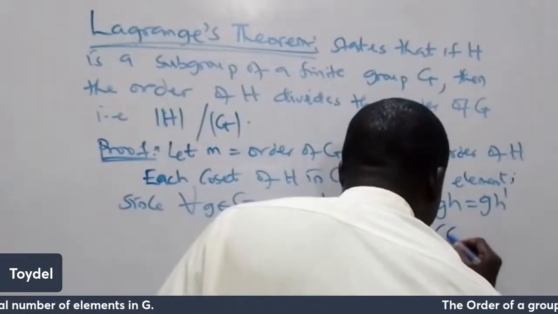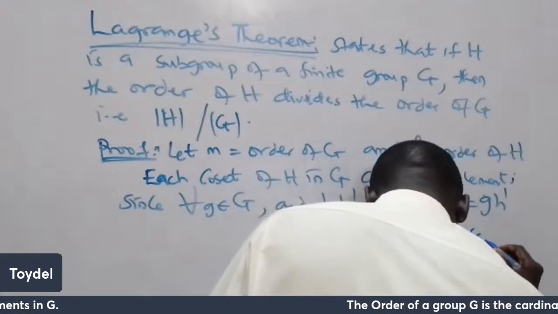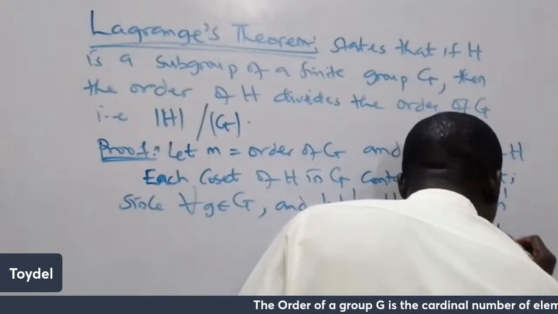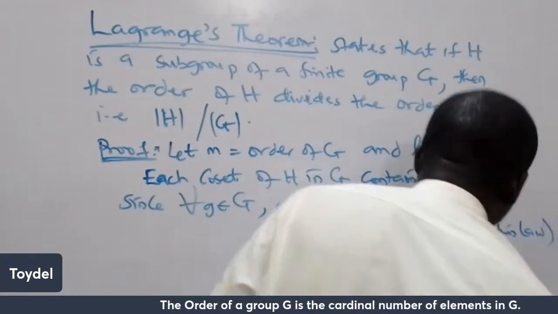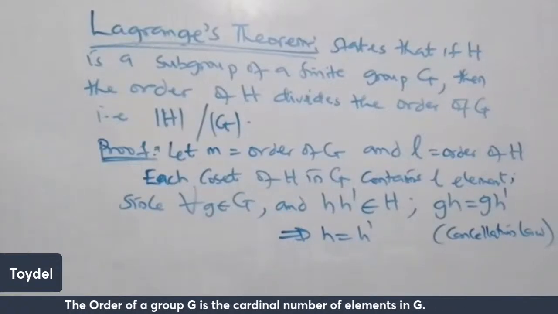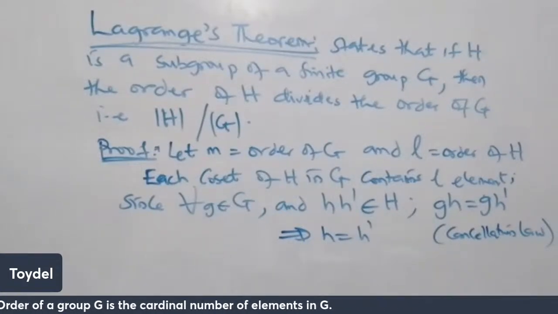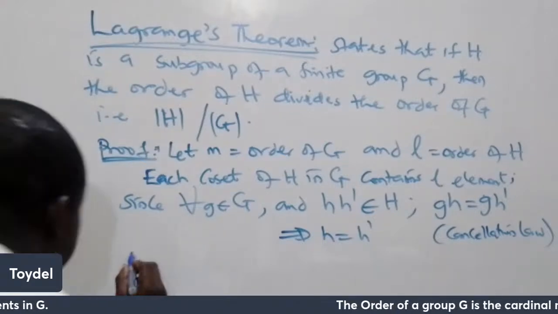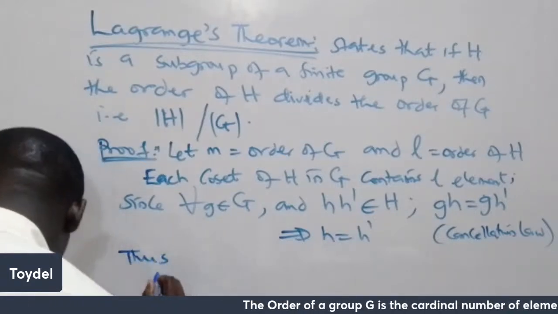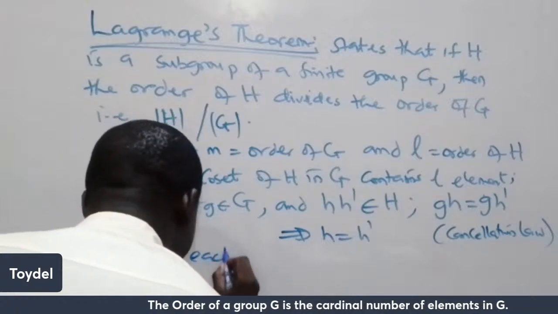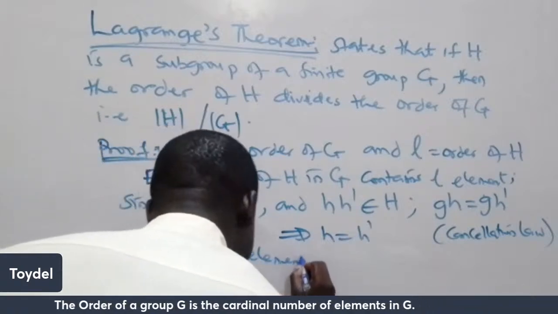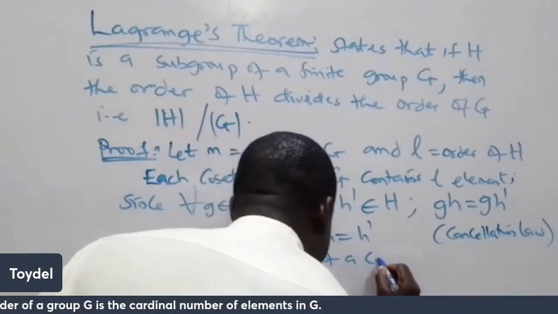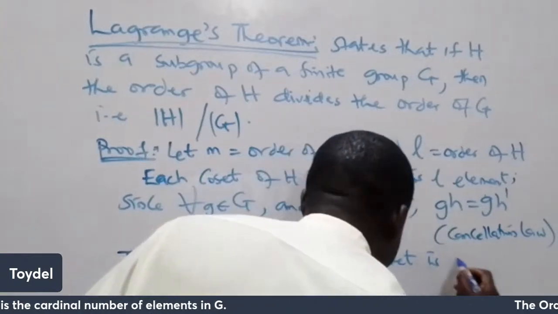How do we get that? We use the cancellation law. If gh is equal to gh prime, then we use the cancellation law to get that h is equal to h prime. Now we conclude. We say thus each element of a coset is distinct.